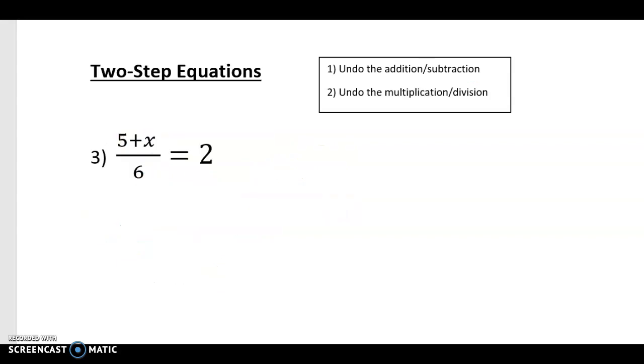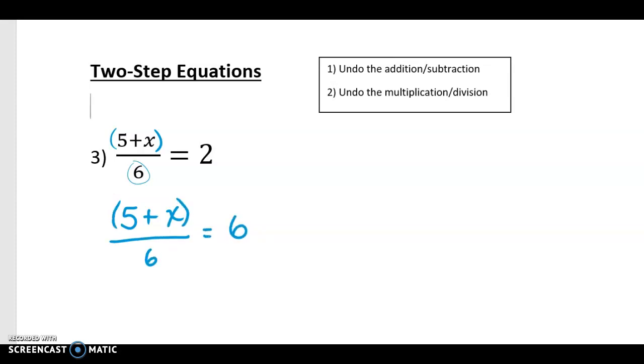Okay, remember at any time you can pause this video if I'm going too fast so you can keep up. This one is a little bit different. It's an exception to the rule about undoing the addition and subtraction first. Whenever you see this, 5 plus x divided by 6, put a grouping symbol around this to know that these are together. And we want to undo whatever is away from the variable. So this whole thing divided by 6. Let me write this again: 5 plus x divided by 6 equals 2.